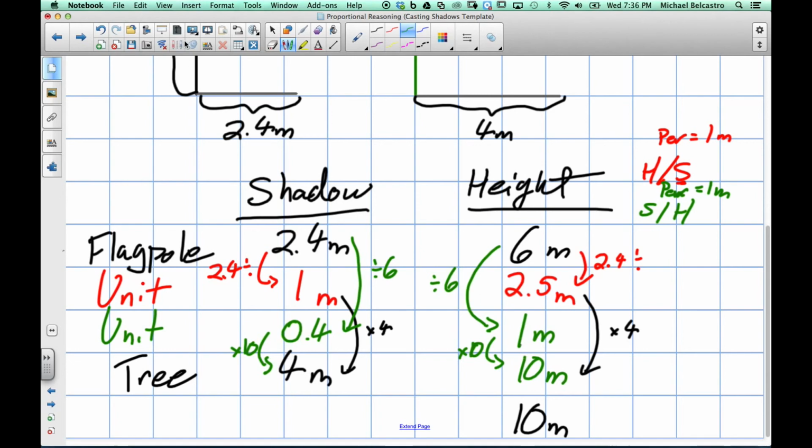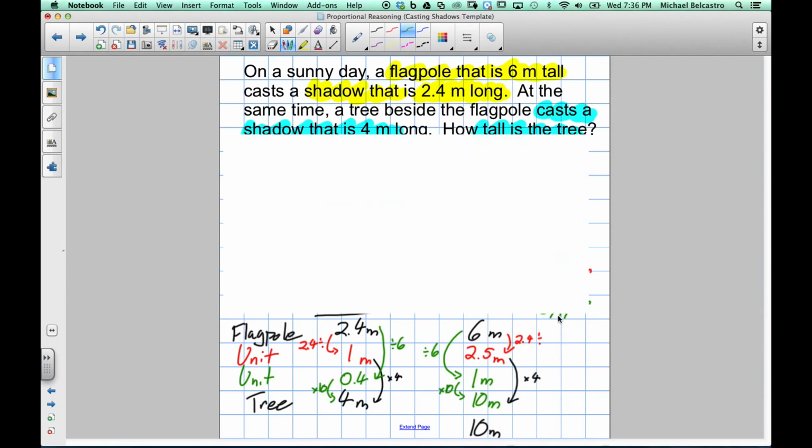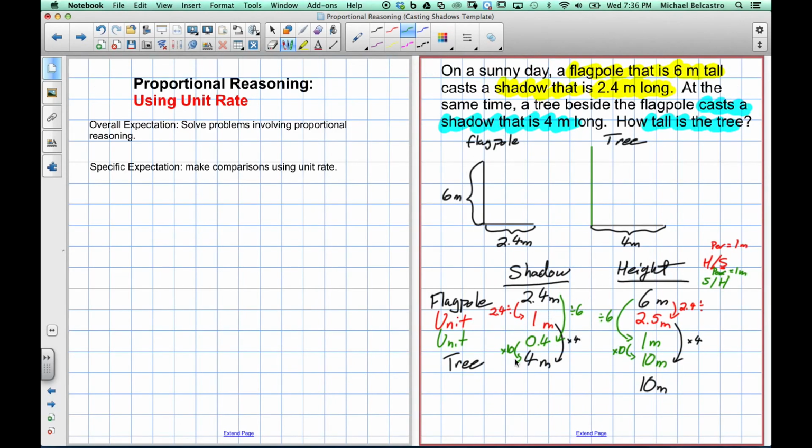So it didn't matter which unit rate we used, we were able to figure out that the height of the tree in this case must have been 10 meters. If you'd like to look at other ways to solve this type of question, look at our other playlist dealing with proportional reasoning.